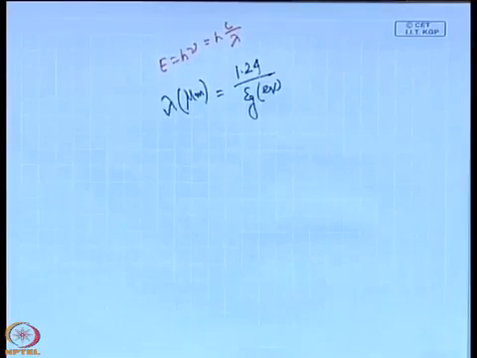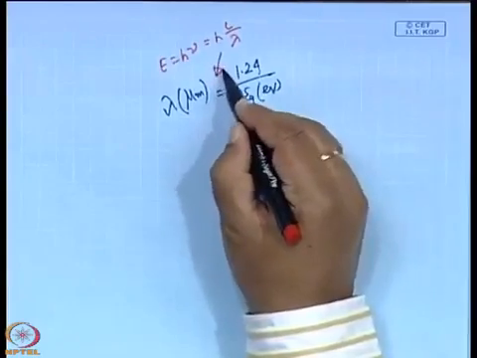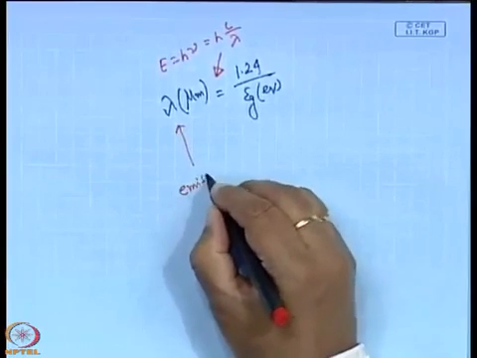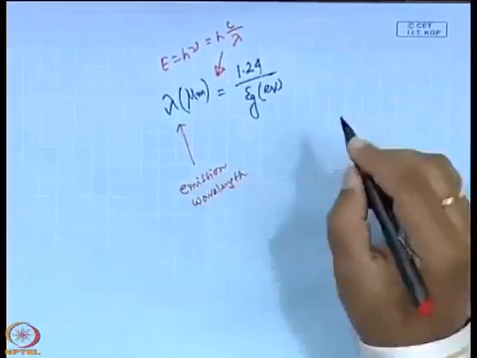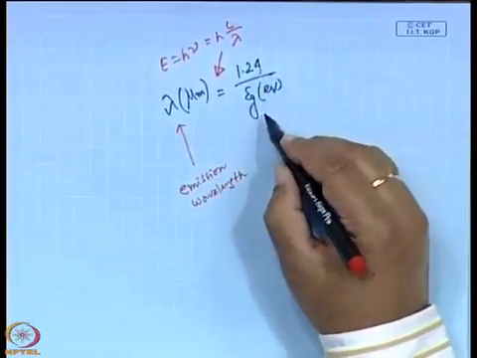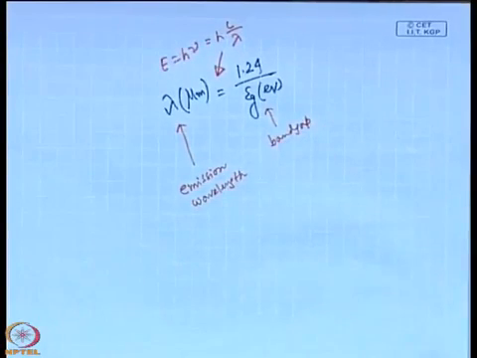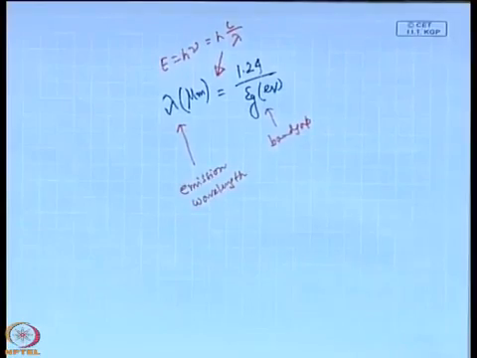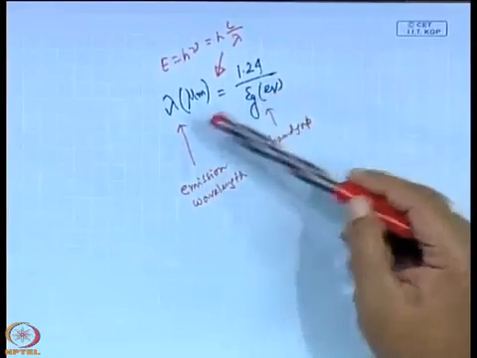So, if you put the value of h, the Planck's constant, and c, the velocity of light, you will arrive at this relation: lambda, that is the emission wavelength, equals 1.24 by Eg, where Eg is the band gap. So, for the generation of electromagnetic radiation, that is the light emission from the material, this is the relation which is the governing factor. So, the more the band gap, the less will be the emission wavelength.